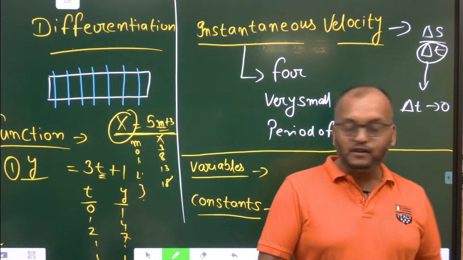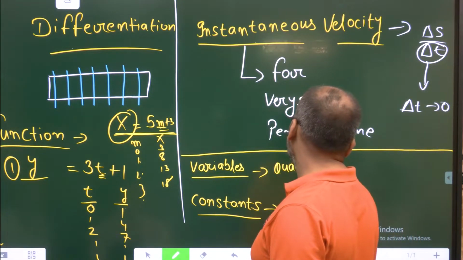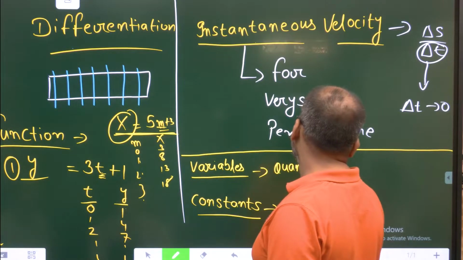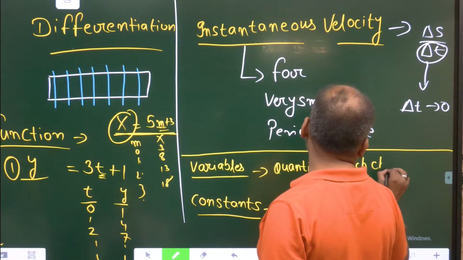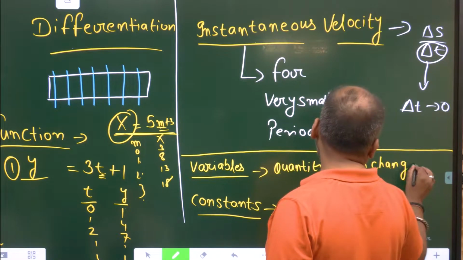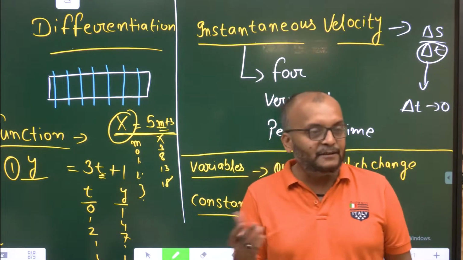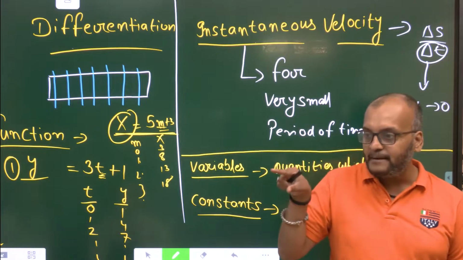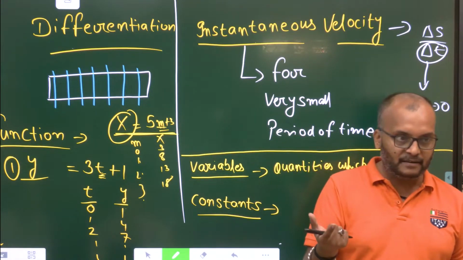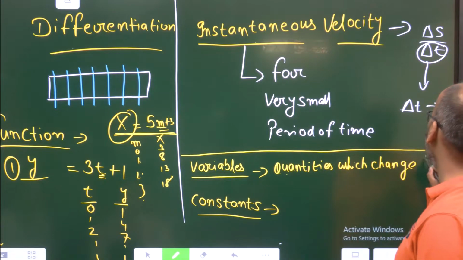Yes, sir. So what are variables? These are the quantities which change their values. Okay, see, variable comes from the word vary, right? Variable means something that is varying. The root word is vary. Vary means changing. This is not English class. So quantities which change their values.